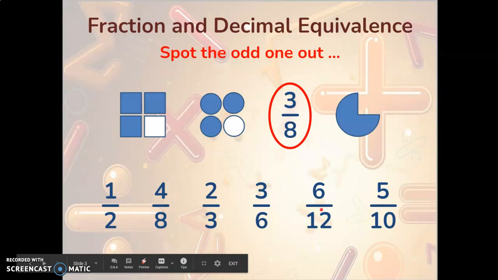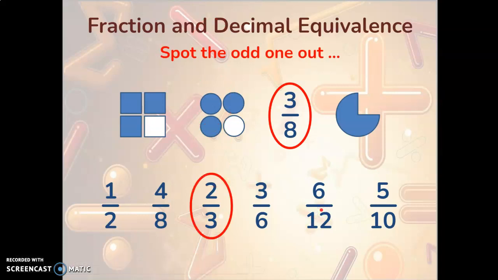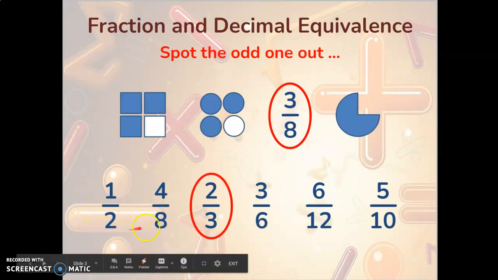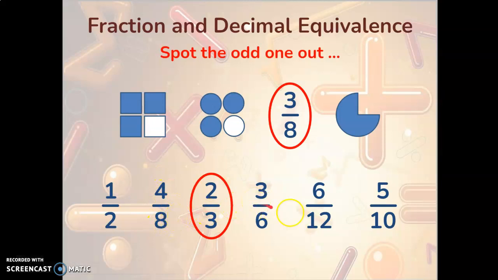Which one would be our odd one out here? It would be 2/3 because this is 1 over 2. Now, if you reduce this fraction down, it would also be 1 over 2. This one would also be 1 over 2. This one would be 1 over 2, and this one would be 1 over 2.